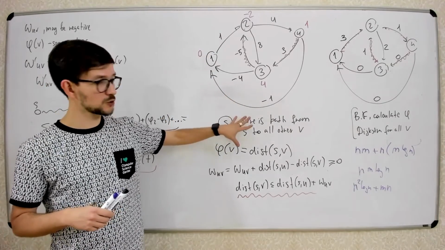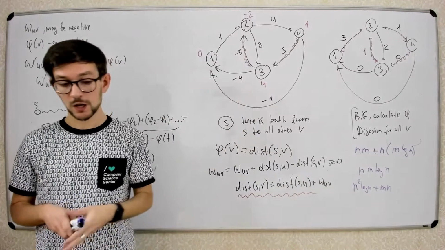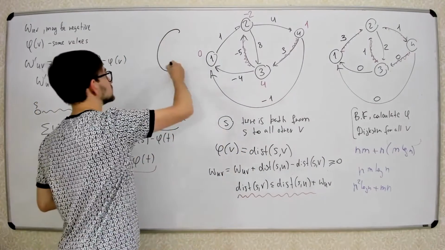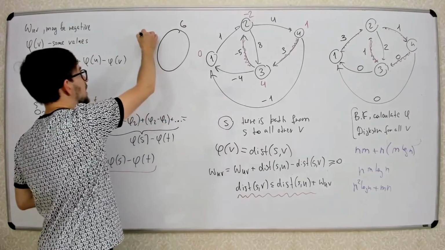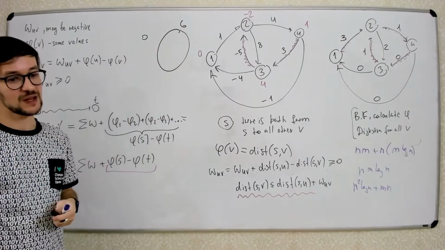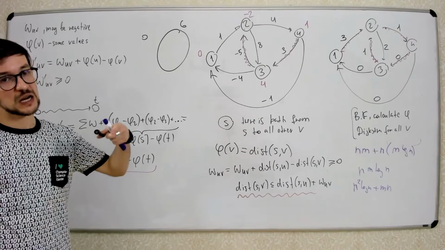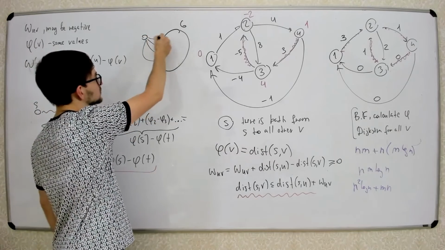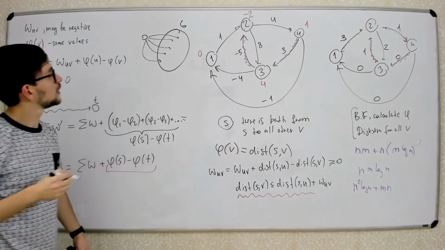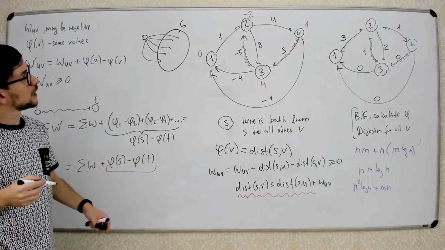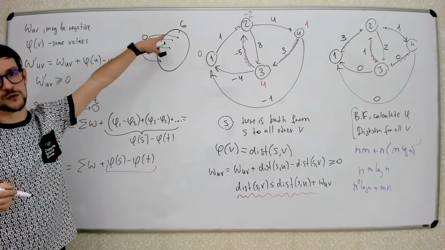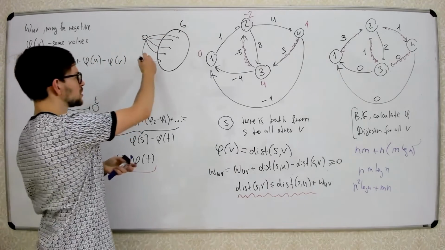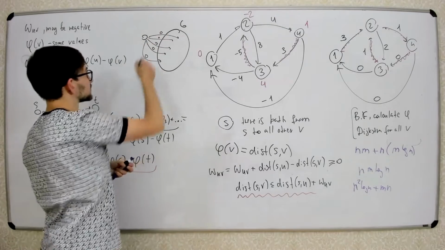Now, if we don't have this S, so if we don't have any node such that all other nodes are reachable from it, what can you do? You can just add another node to your graph. You can take your graph, add a special node, and just make an edge from this node to all other nodes. You can put any weights on these edges actually. Usually you just put zeros here, but it actually doesn't matter.